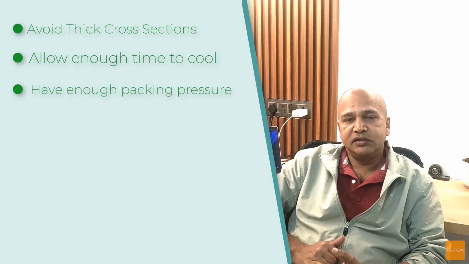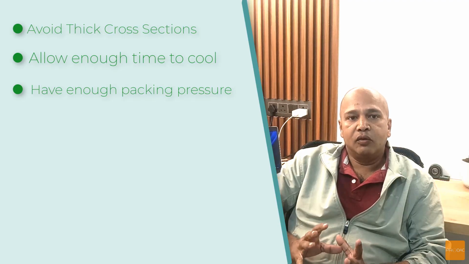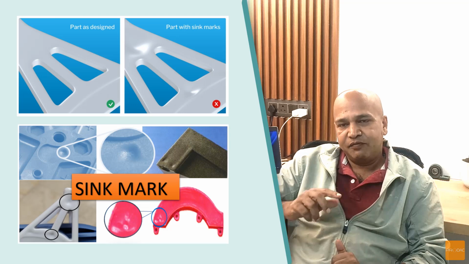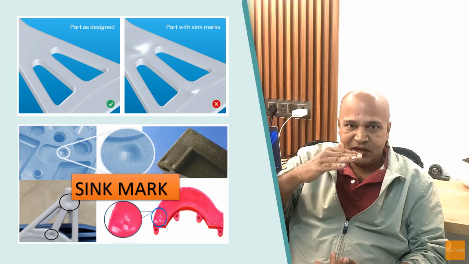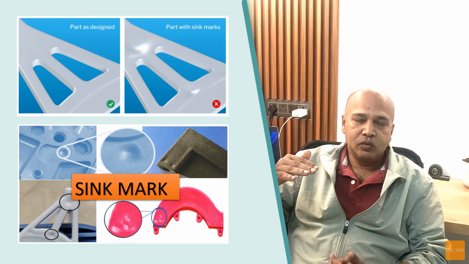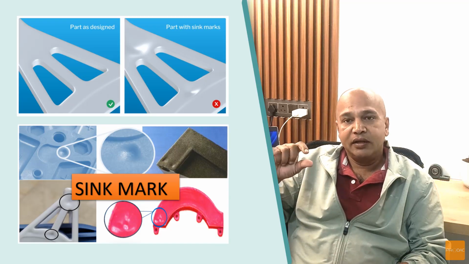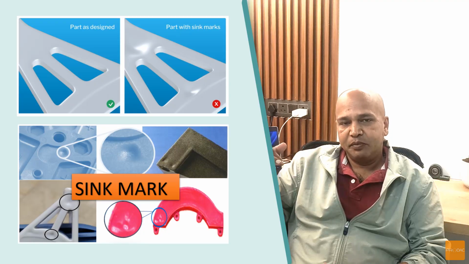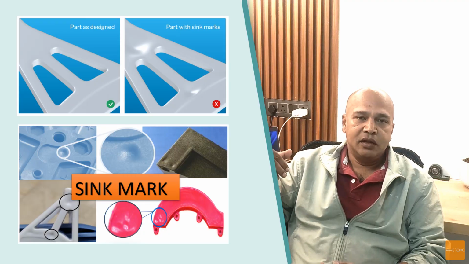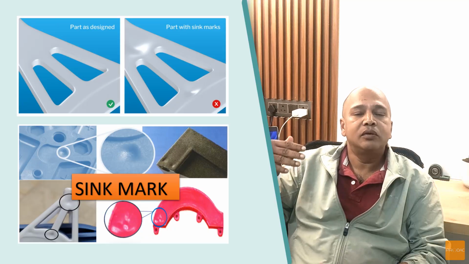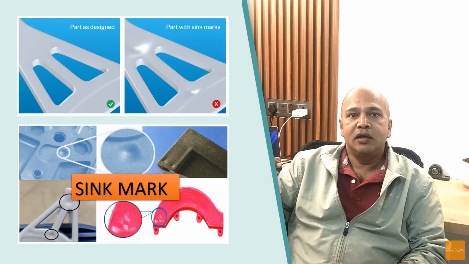Okay, so this is the second one. And how do we identify them in the parts? They form like a slight depression in the part because the plastic doesn't cool down and solidify there. You can see the pictures on my screen, and you will understand how they look, and you will be able to identify them easily when the part comes out of the mold. Okay, so let's move on to the next defect.